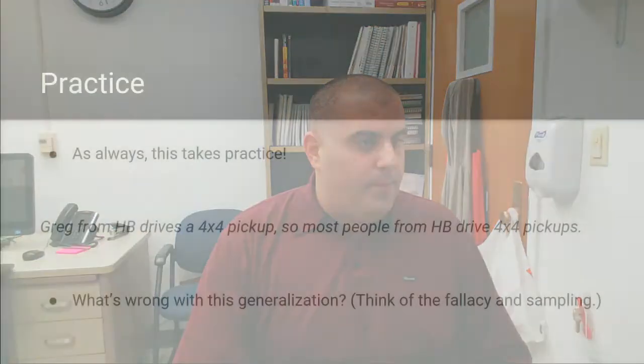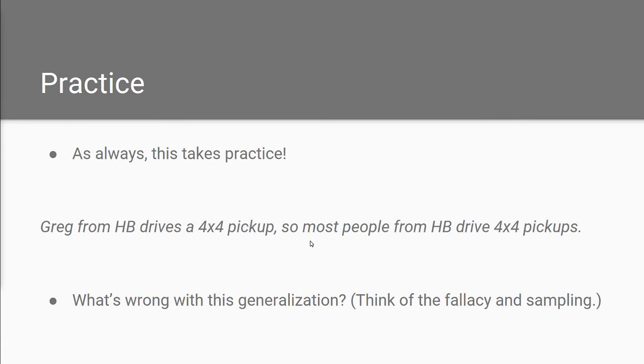Let's take another example here. Greg from Huntington Beach drives a 4x4 pickup, so most people from Huntington Beach drive 4x4 pickups. What's wrong with this generalization? Again, remember what we just talked about with the fallacy of hasty generalization and what we just talked about with sampling. Okay, so again, make sure you go through the exercises in the reading. Make sure that you understand why the answers are what they are. You do have the answers in the back of the book.